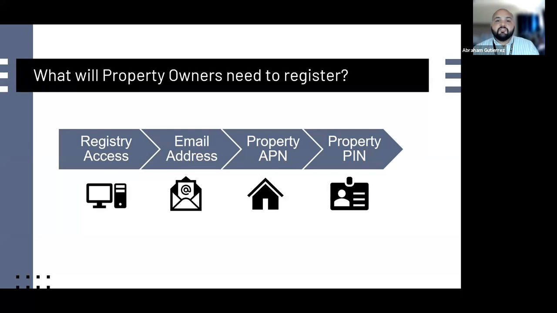So what will property owners need to register? The registry is accessed online, and you will need an email address to create an account. You'll need to have a property's assessor's parcel number, and you'll need to have an identification number for your property. These are specific to each property that you will need to claim ownership of it. So how do you get these?